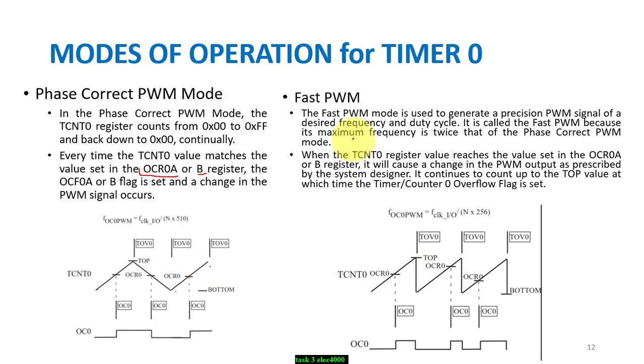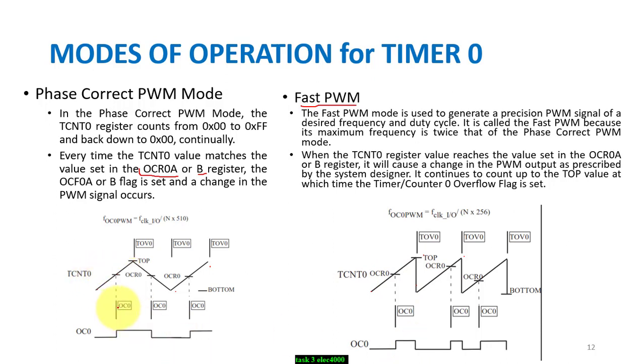Now the next one is fast pulse width modulation. And the fast pulse width modulation, the same idea. We count from 0 till top, from 0 till top. And once we reach the output compare register A or B, we toggle the output.